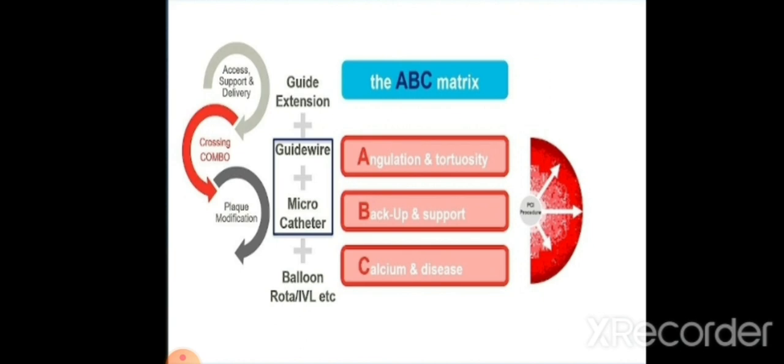To face this APC matrix, you should have your tools, or what's called a CTO toolbox. One of these tools is the guide extensions, the guide wires and the microcatheters, and then the scoring balloons or rotablation, or finally intravascular lithotripsy.